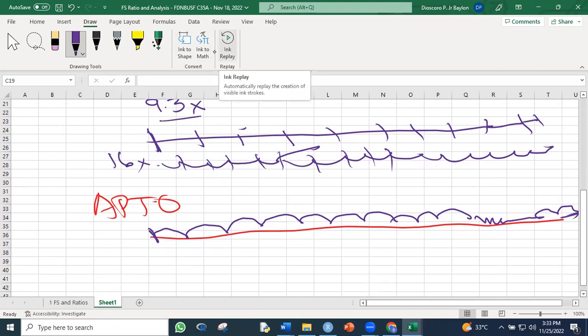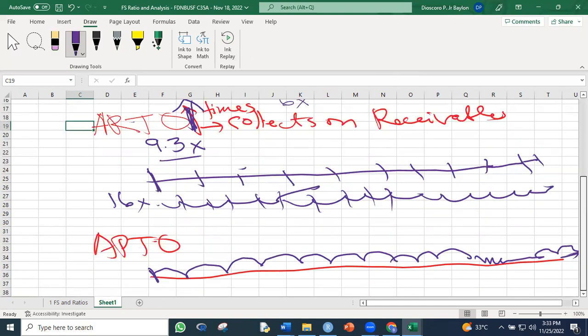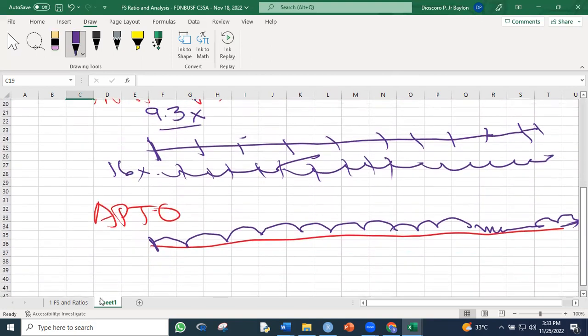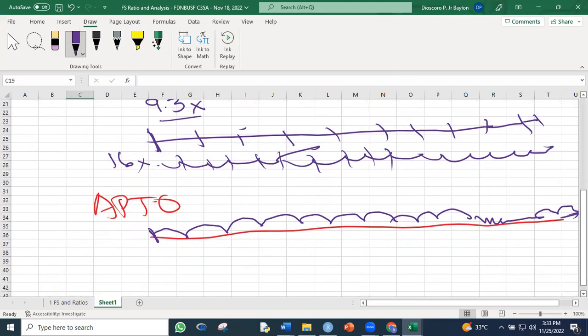All right, let me see. I think we have a question here. May question ba? Okay, I think I saw a Sir. Yes, okay. So it's like the other ratio, so the higher the better. Yes, sa ITO, the higher the better. Arto, the higher the better. But for Apto, okay, sige, I'm going to ask a question. Our competitor was doing it only 10 times. So parang mas mabagal sila. Mas mabagal sila magbayad.